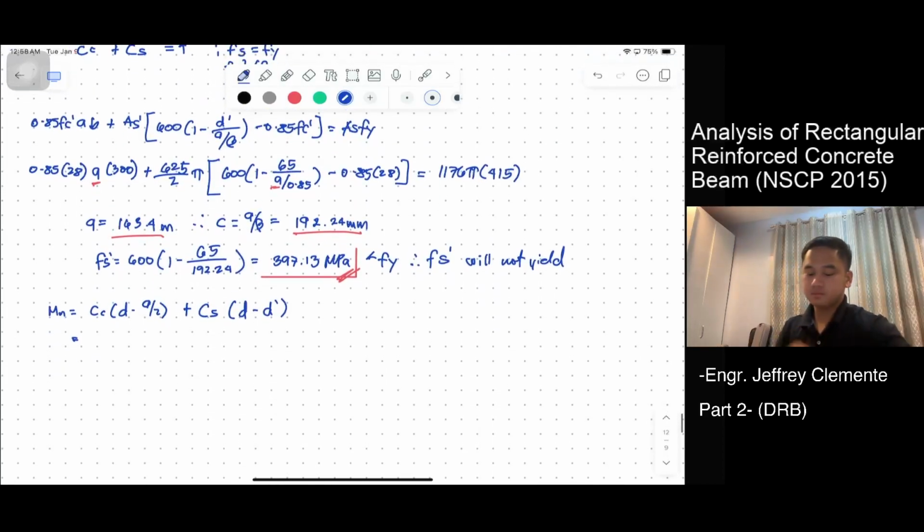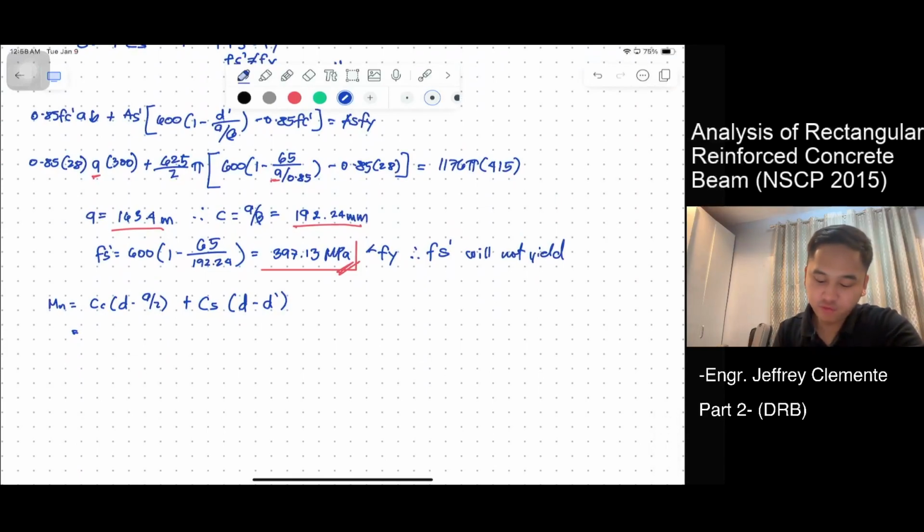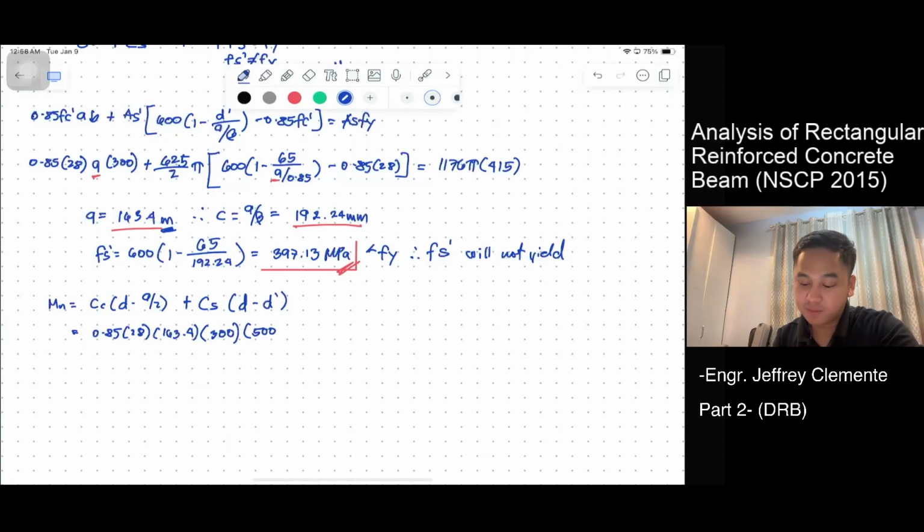Diba? So, CC. Ano formula ng CC? 0.85 FC prime. So, that is 28. Ang A natin is, ang gagamitin natin na A is this. So, ang A is 163.4. Ang B natin is 300. Diba? Ang D is 500 effective depth minus A. What is A? Yun ulit. 163.4 all over 2. Diba?